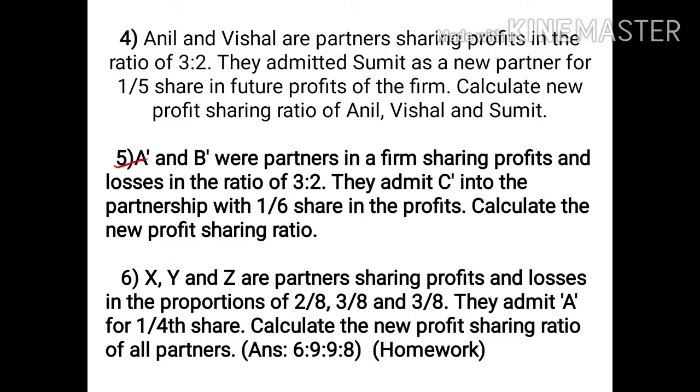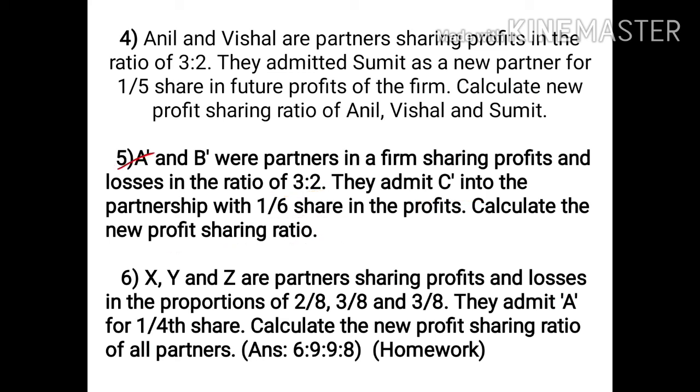Next, fifth problem. A and B are partners in a firm sharing profit and losses in the ratio of 3:2, the old ratio of old partners. They admitted C into the partnership with 1 by 6th share, the new partner's share of profit. Calculate the new profit sharing ratio.